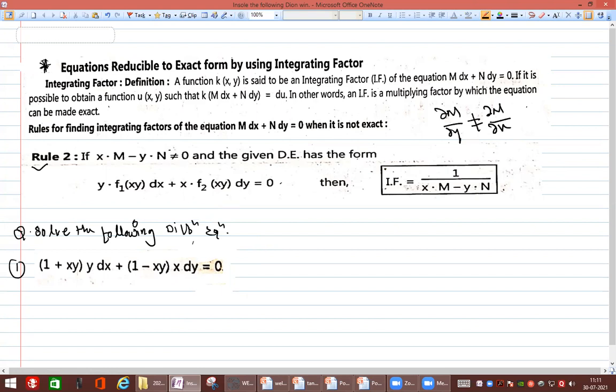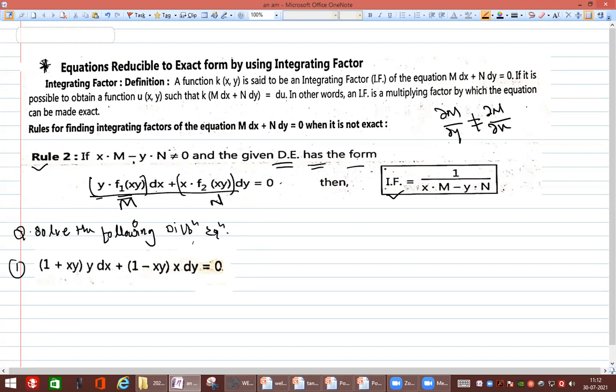Rule two says that the given differential equation is of the form y into f1(xy) dx plus x into f2(xy) dy. Just comparing with M dx plus N dy equal to zero, this is our differential equation. So the variable y is common in M and the variable x is common in N. If there is such a type of differential equation, then we check x into M minus y into N, which is not equal to zero. If it is not equal to zero, then the integrating factor is 1 upon (x into M minus y into N). In short, y f1(xy) dx is our total M and x f2(xy) dy is our total N.